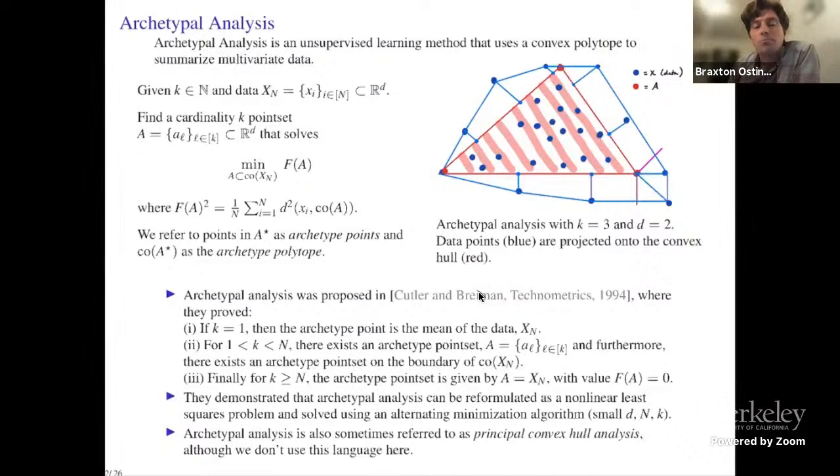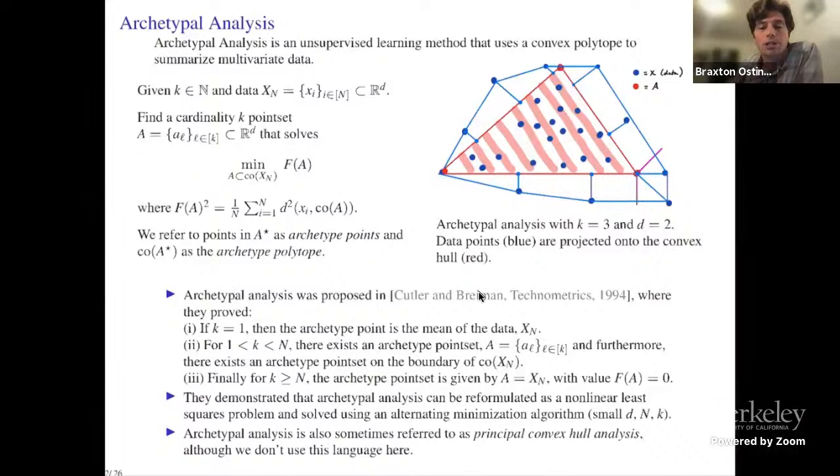When we solve this problem, we label the point set A with a star to denote that it's optimal. When speaking, we say that anything associated with the optimal point set is an archetype. The point set themselves are archetype points, and the convex hull of the points is the archetype polytope, or maybe the archetype polygon when the dimension is 2. Okay, so that's archetypal analysis.